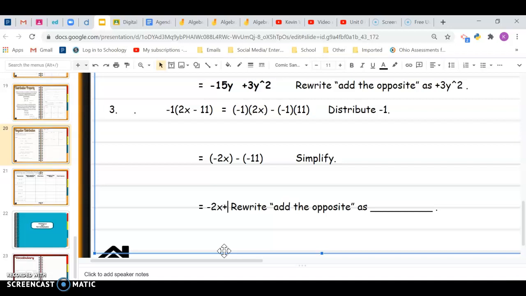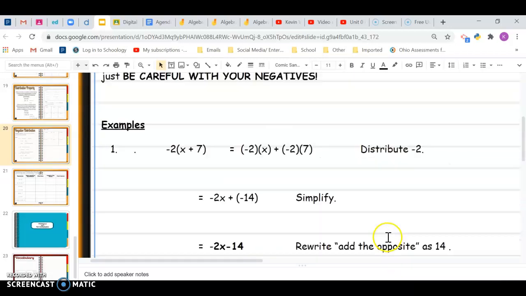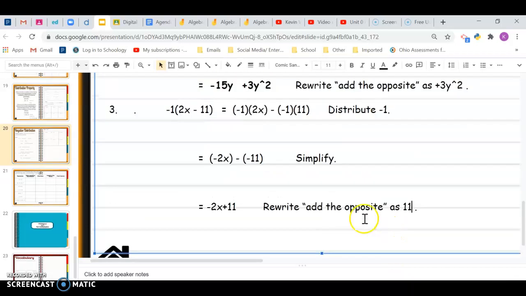But we're going to rewrite this as adding the opposite. So we're going to add the opposite of -11, which is +11. So we rewrite this as, instead of minus -11, +11. Another way to think of this is like we're distributing this negative inside of this parenthesis, just like we did earlier. So we are writing this as 11. So this all right here, these are all our final steps for this.